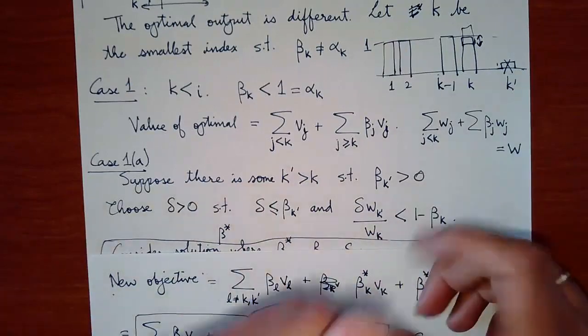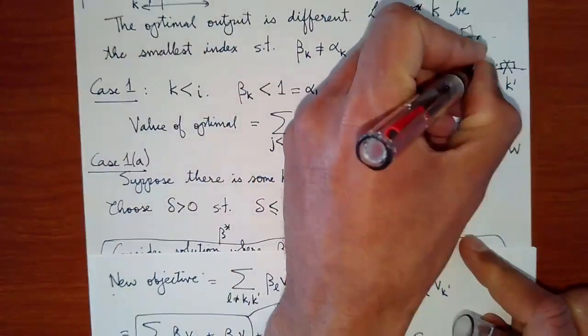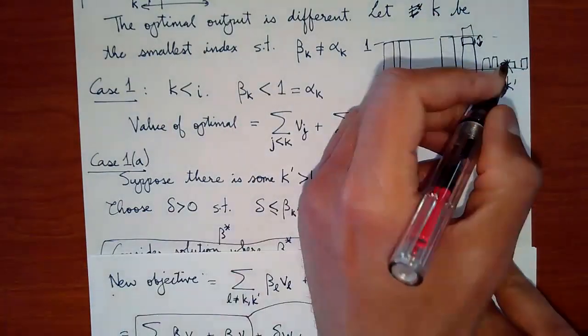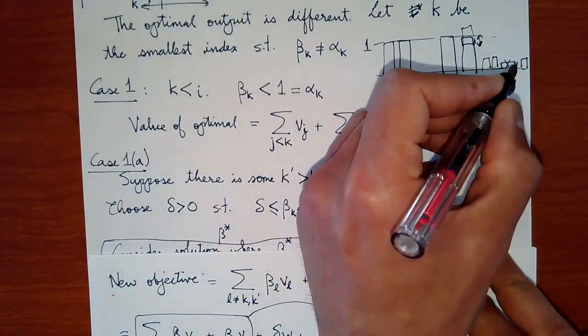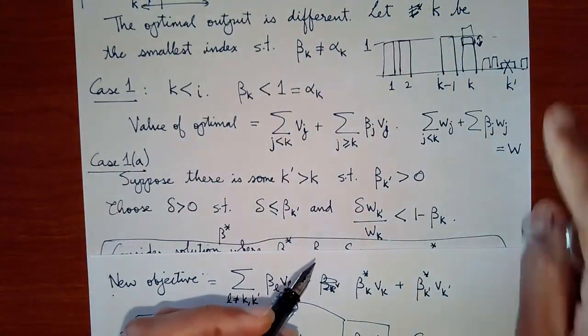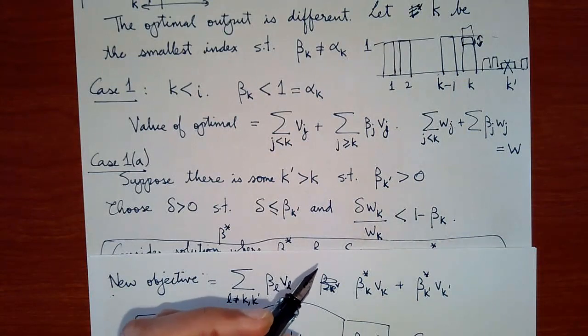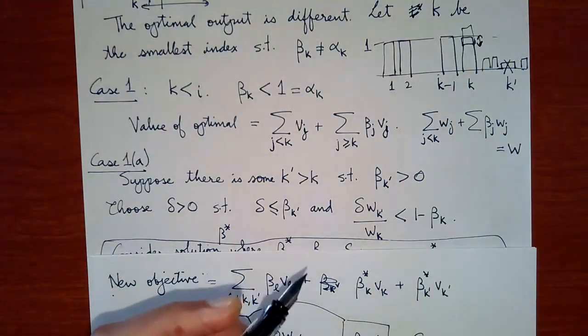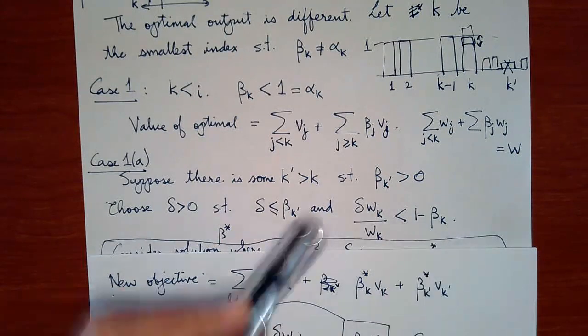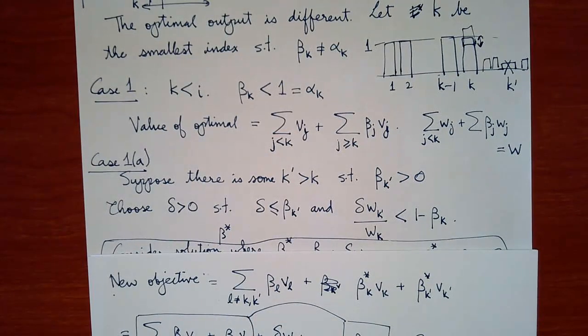I don't care. Maybe optimal is doing something like this. Is that your problem? It doesn't matter. All I do is take any item here, decrease that and add here. All I want to do is take away from an item that has less value per weight and add it to this one which has more value per weight. I'm not trying to come up with the optimal. I'm just trying to argue the optimal made a bad choice. How do I argue that? Just by showing that I can increase the objective. And that is enough to show that it is not optimal.